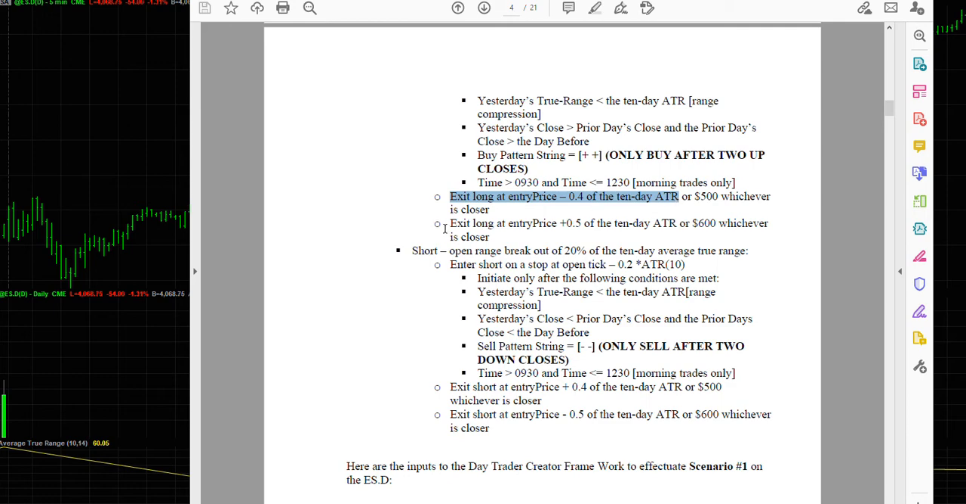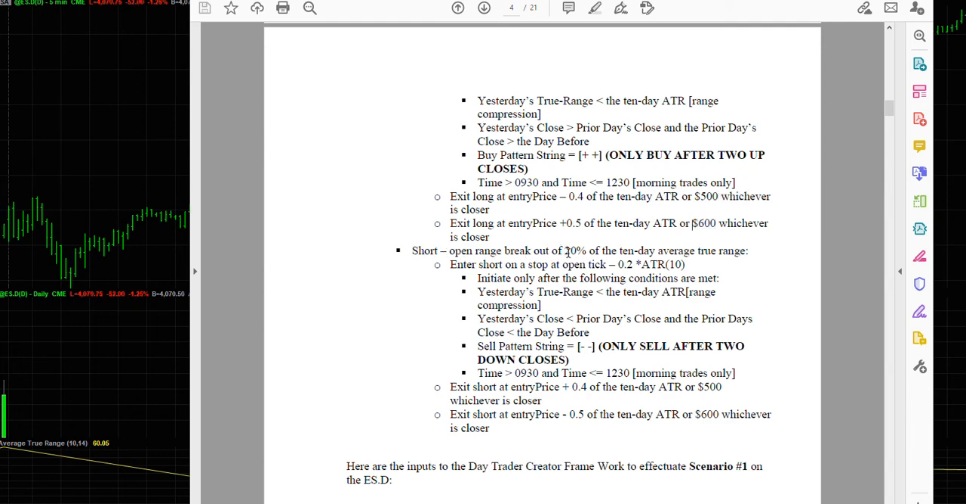My profit objective is I'm going to exit long at the entry price plus 50% of the 10-day ATR or $600, whichever is closer. So if 50% of the 10-day ATR is $400, I'll get out at that level. If 50% of the 10-day ATR is $1,000, I'll get out at $600. So this is like my maximum I want to take out of the market each day, and you can optimize this, of course. Short is just the opposite.